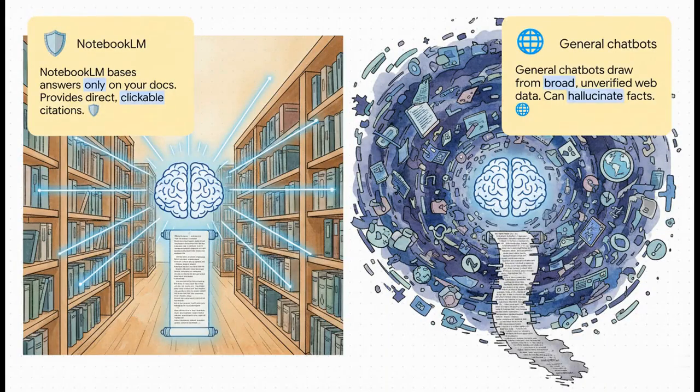And the difference this makes is like night and day. On one side, you've got NotebookLM, giving you answers that are tied directly to your sources, complete with clickable citations so you can check its work. On the other side, you have general chatbots that are just pulling from the wild west of the internet, where they can, and they often do, hallucinate facts and just invent sources. For academic work, that distinction is everything.